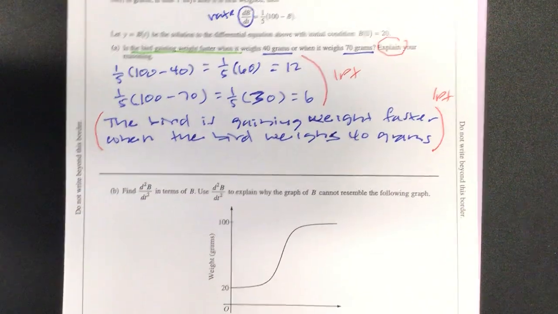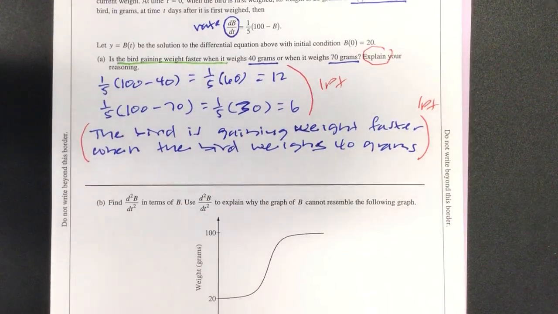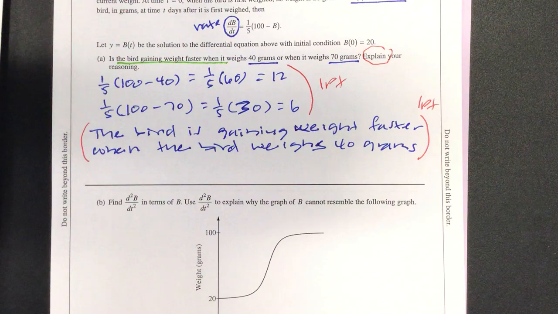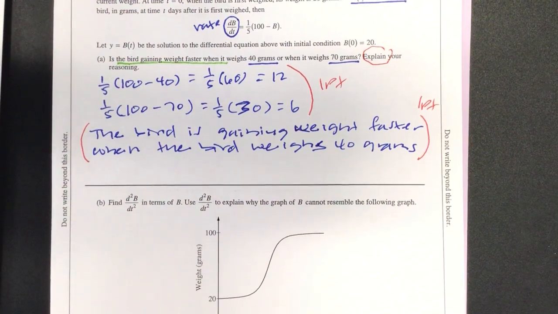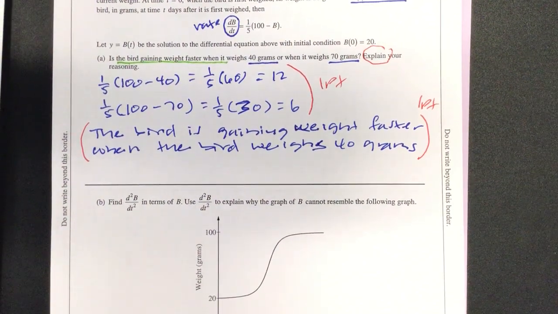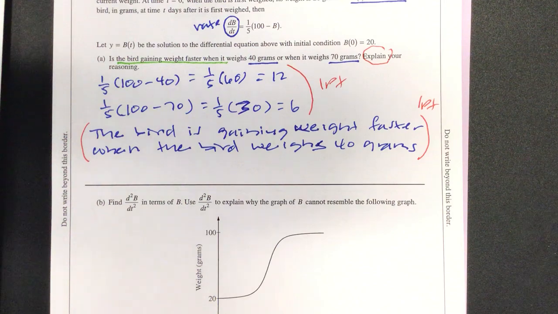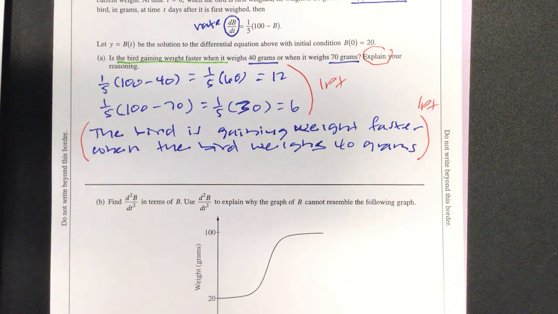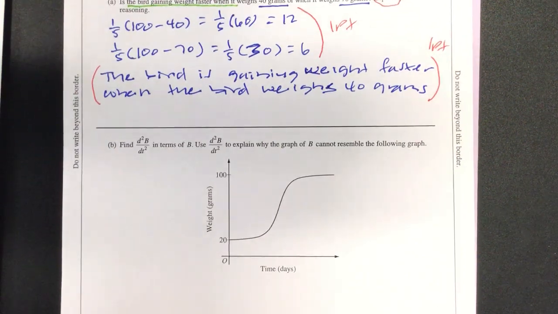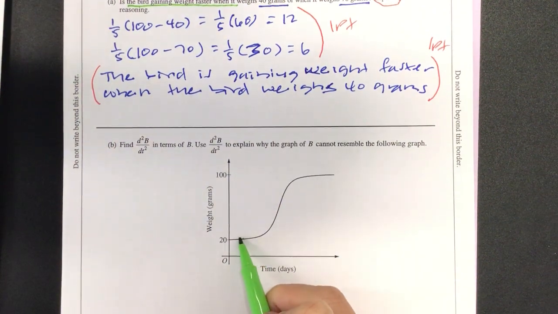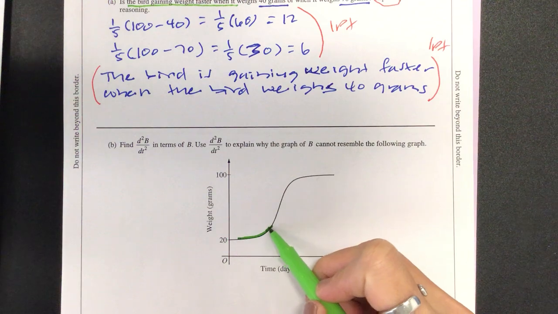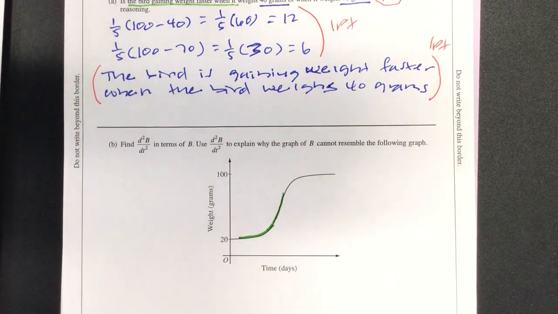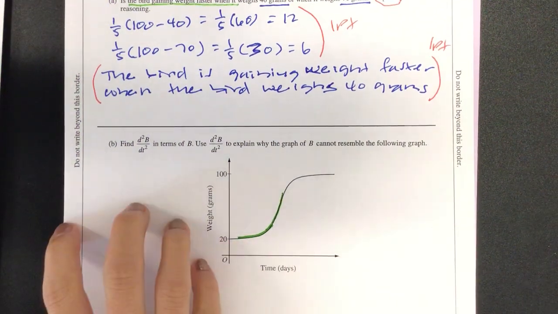Okay, moving on, part B. Let's read that part. Find d squared B over dt squared in terms of B. Use it to explain why the graph of B cannot resemble the following graph. Highlight or bold the following graph with a pencil. Do we all notice that our graph is concave up right here? Yes. Okay, so let's talk about why this graph cannot resemble the following.